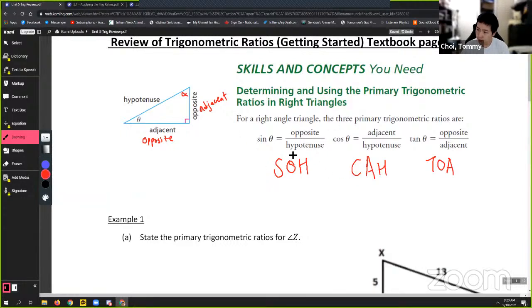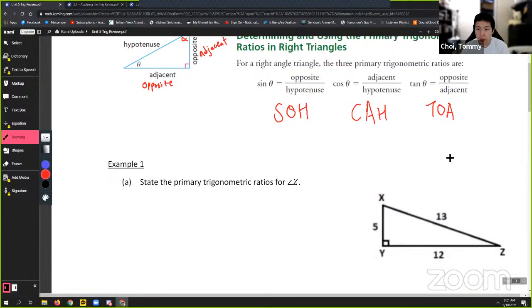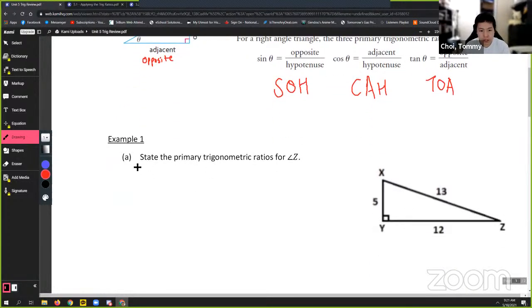So what we're saying here is that the sine, cosine, and tangent ratios are fractions accordingly: opposite over hypotenuse, adjacent over hypotenuse, opposite over adjacent. So when I ask you, hey, what's the trig ratio, I'm asking you, what's the fraction? Okay, what's the fraction? So when we go through this example here, state the primary trig ratios for angle Z.